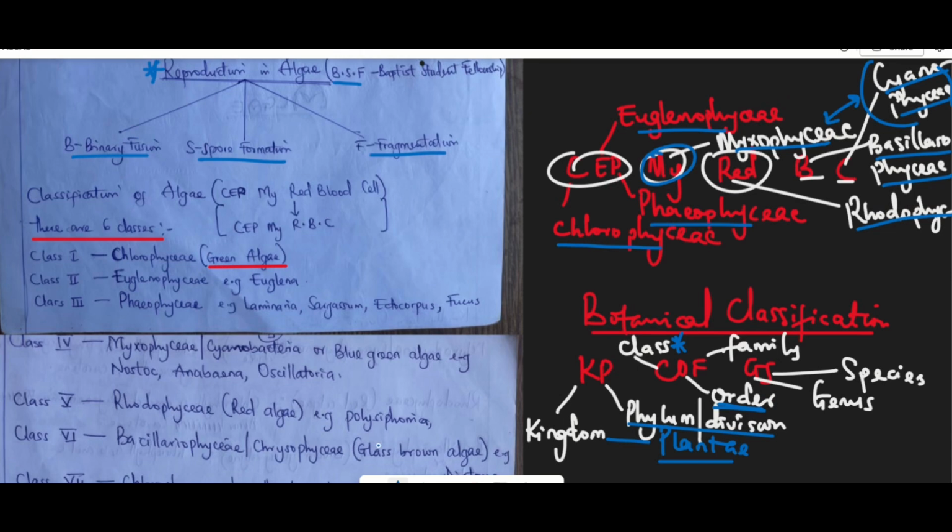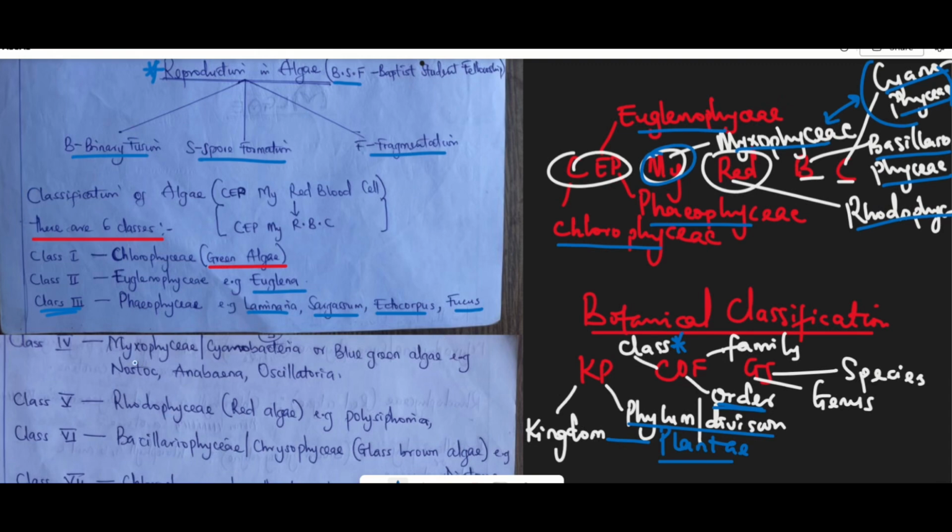But before we go to the orders, let's talk about the next class, which is Euglenophyceae. The major example under the Euglenophyceae is Euglena. So the third class is the Phaeophyceae, which are also known as the brown algae. Examples are Laminaria, Sargassum, Ectocarpus, and Fucus. Right, these are the examples of the Phaeophyceae, and we will see how we got to know that these examples should fall under this class.